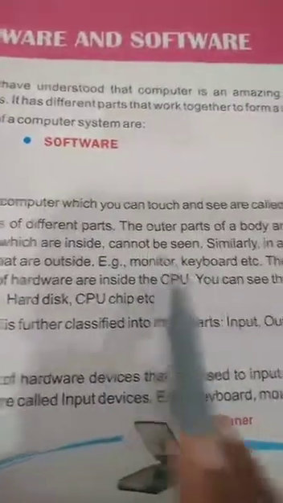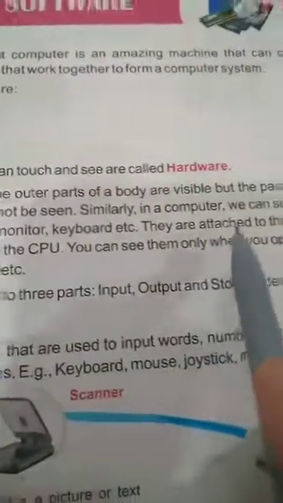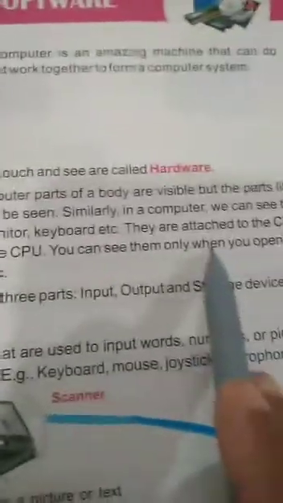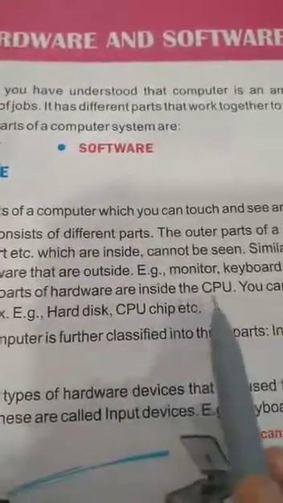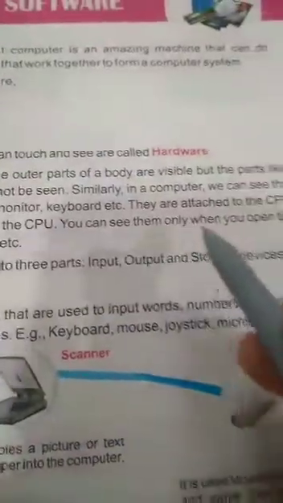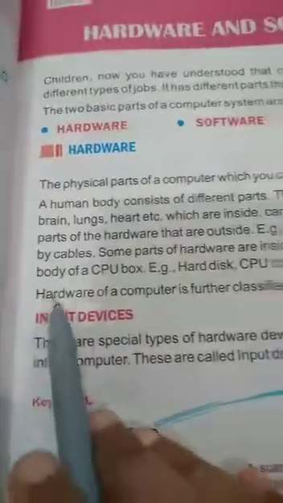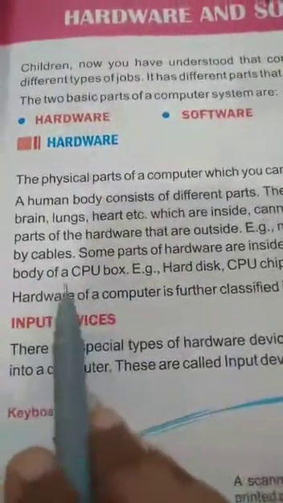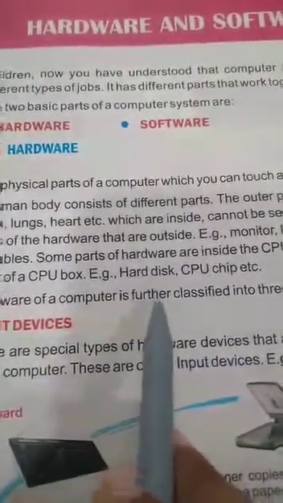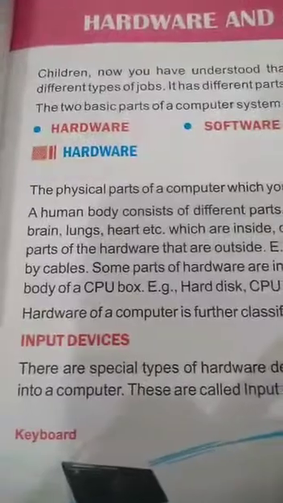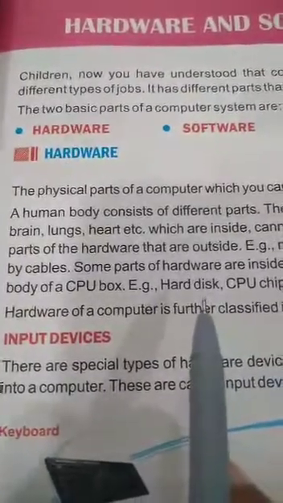Example, monitor, keyboard, etc. They are attached to the CPU by cables. Some parts of the hardware are inside the CPU. You can see them only when you open the body of a CPU box. What is the full form of CPU? Central Processing Unit. Examples are hard disk, CPU chip, etc. So the definition of hardware: the physical parts of a computer which you can touch and see are called hardware.